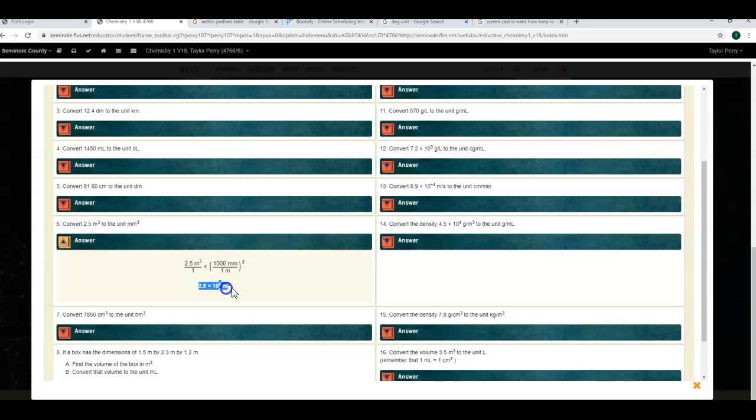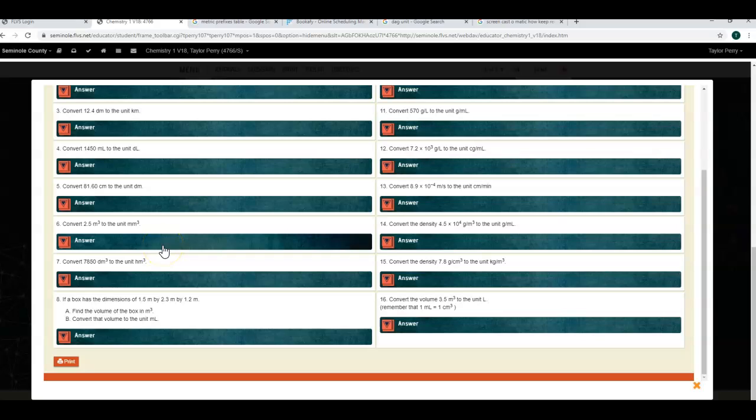Oh, look at that. 2.5 times 10 to the 9th power meters cubed. Hey, how about that? That's awesome. Okay, let's try another one.